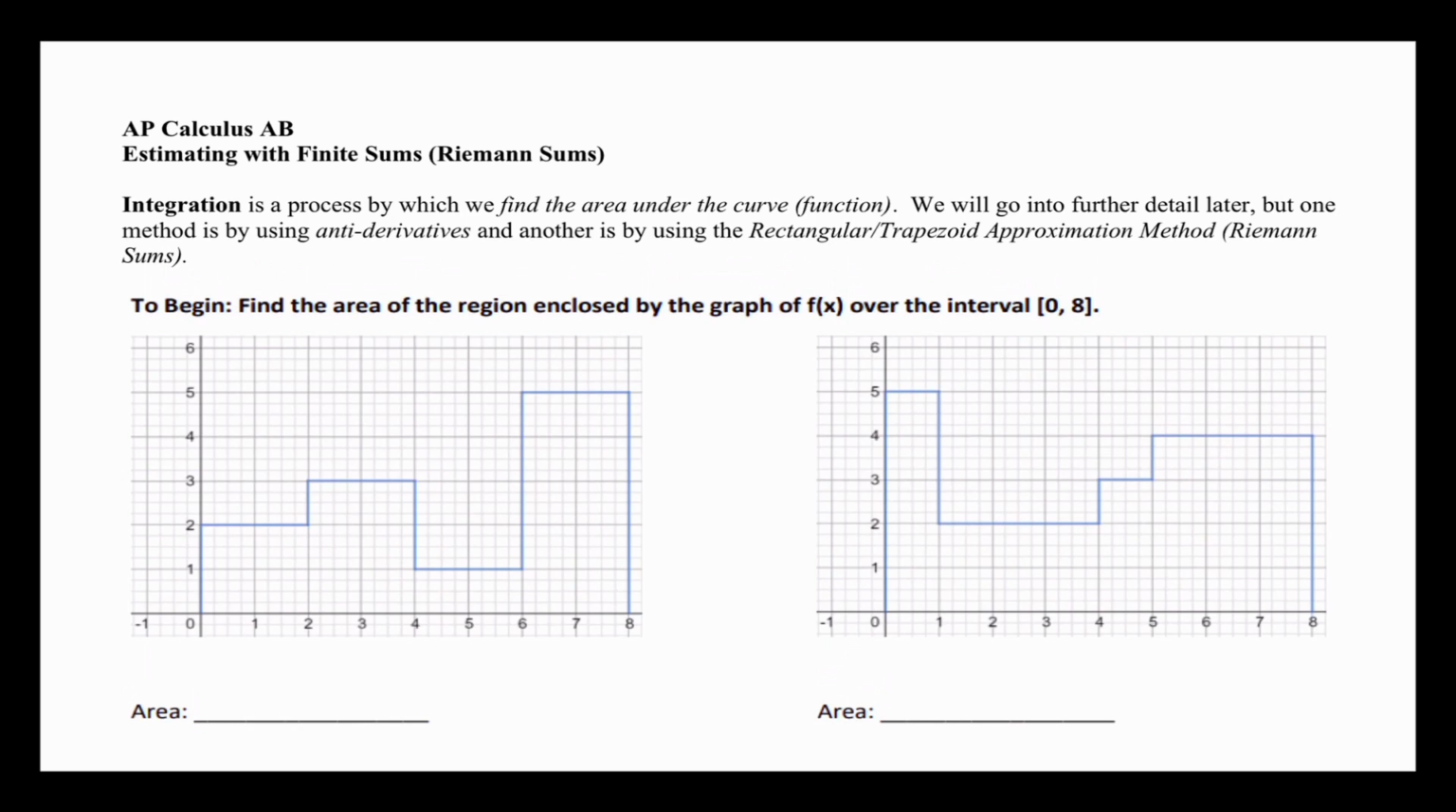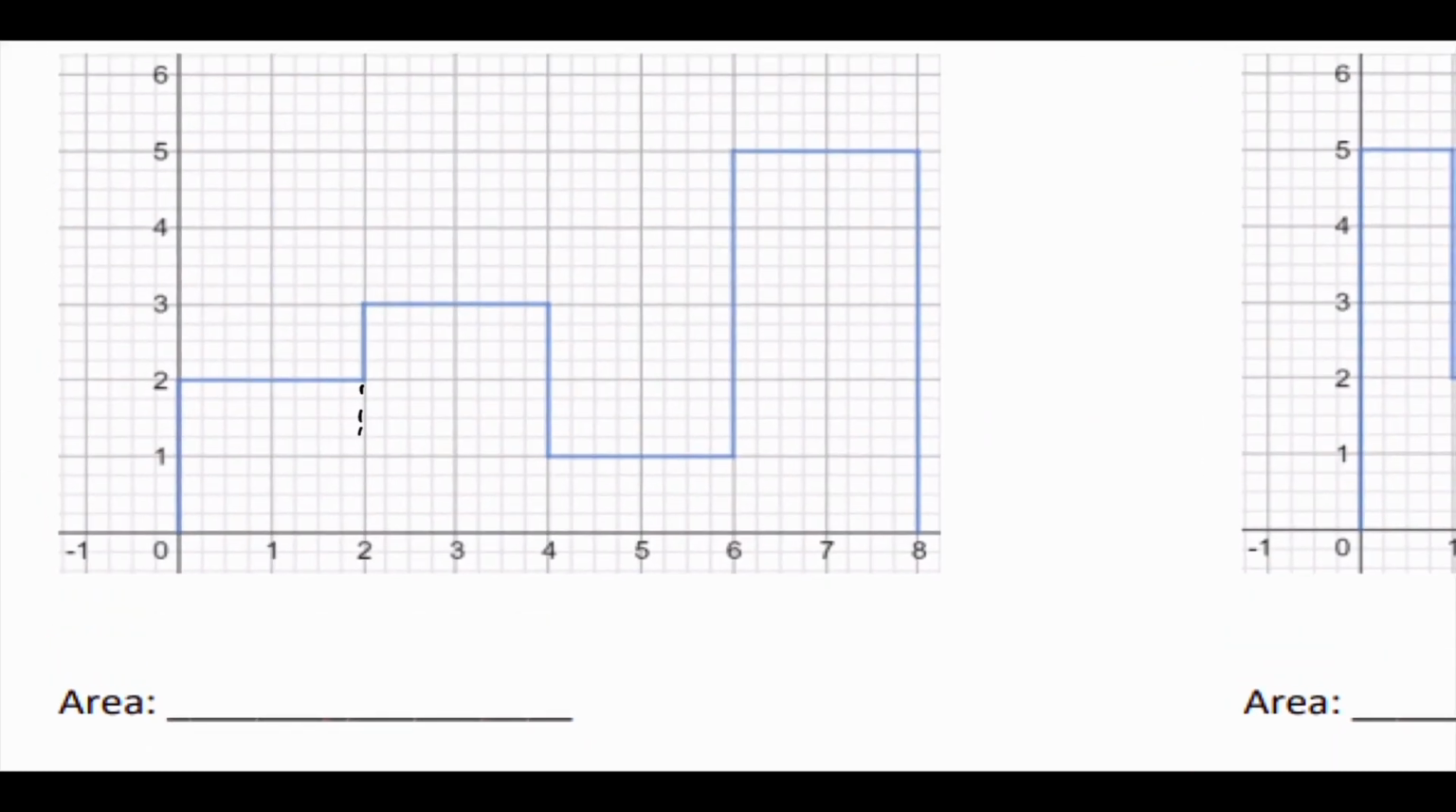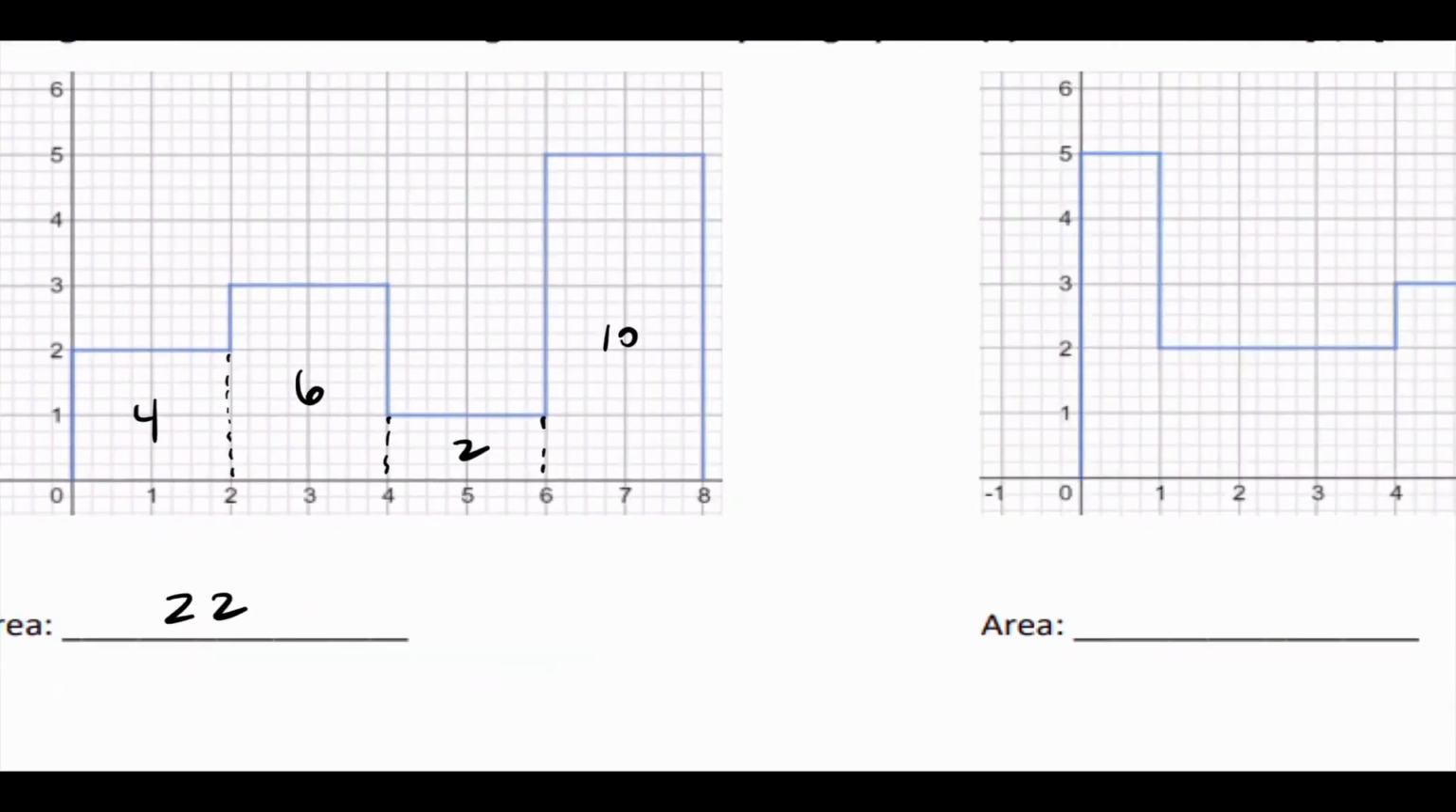The easiest way, which is probably the way you guys did it, was by creating rectangles or squares, because the area of a rectangle is length times width, same with a square. You broke it up into little areas like this. The first is a square, 2 by 2, so that's 4. Then 2 by 3, which is 6. Then 2 by 1, which is 2. Then 2 by 5, which is 10. Add them all together and you get 22. Same thing with the other one.